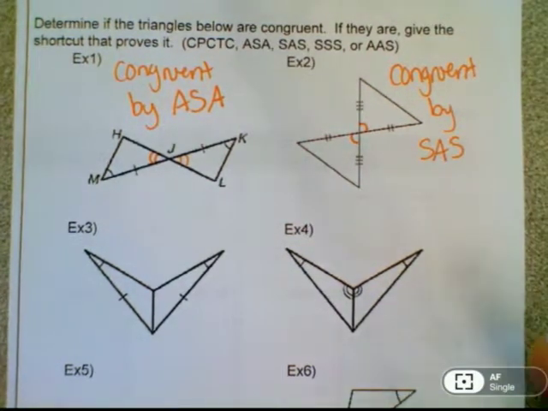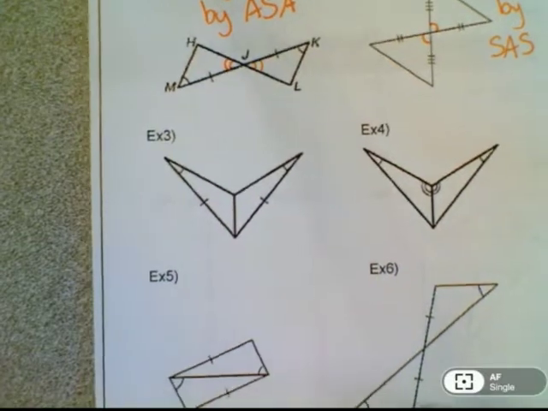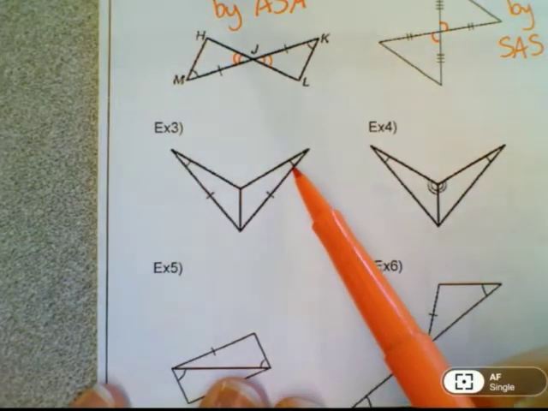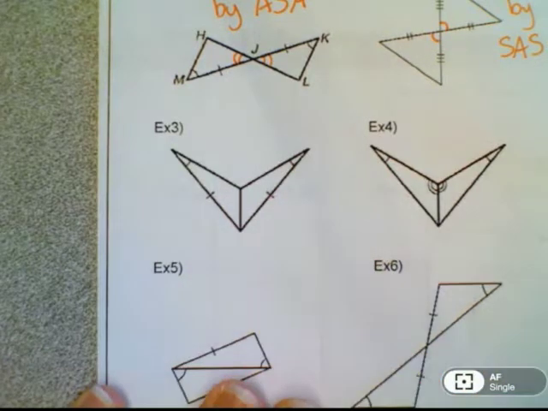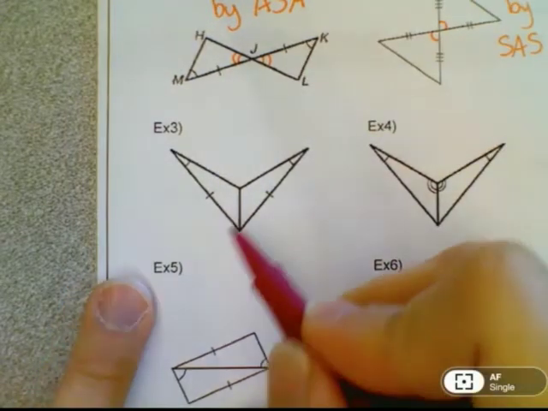So far I've got two congruent triangles. Let's look at example 3. Example 3, I only see one pair of angles marked and one pair of corresponding sides marked, but I hope you see there's another side that's sort of hidden here. And that would be this side.